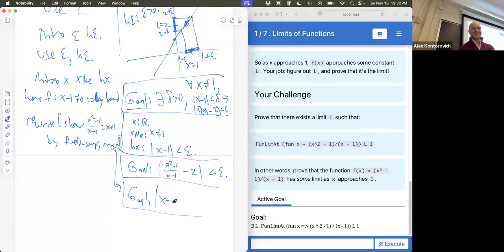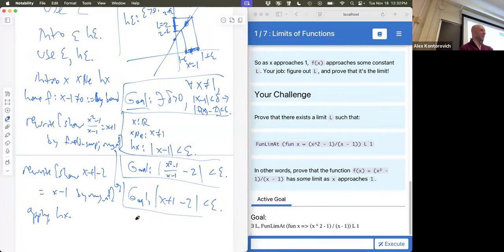Sure. Now what? Yeah, let's do it properly. We will rewrite, show x plus 1 minus 2 is equal to x minus 1, and that's by ring. And now what is the goal? Which is apply hx. Cool? You just proved your first limit, Damien.